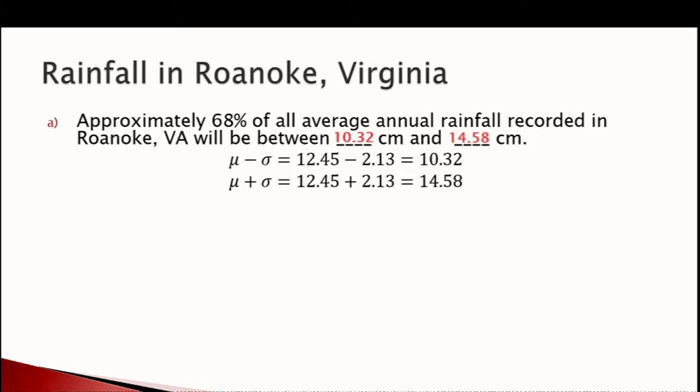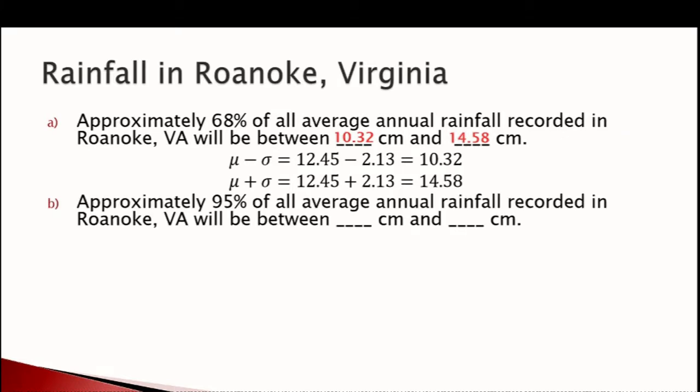So your answer would be approximately 68% of all average annual rainfall recorded in Roanoke, Virginia, will be between 10.32 centimeter and 14.58 centimeter. Very good. So let's move on to part B. Approximately 95% of all average annual rainfall recorded in Roanoke, Virginia will be between blank and blank centimeter. Yes, I think you got it.